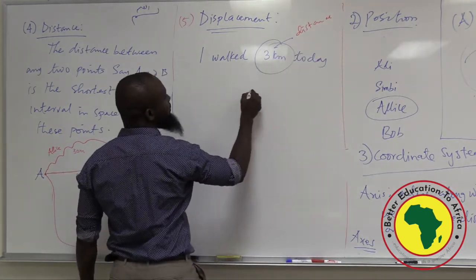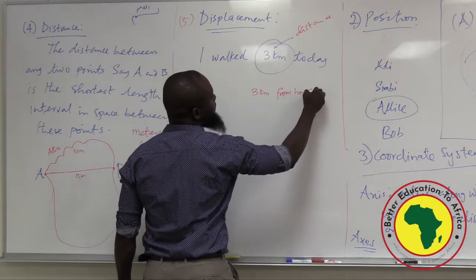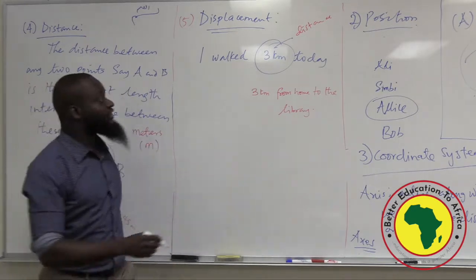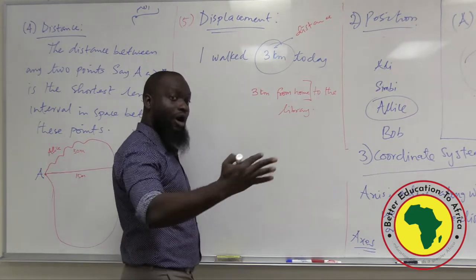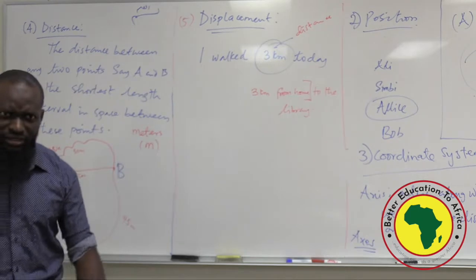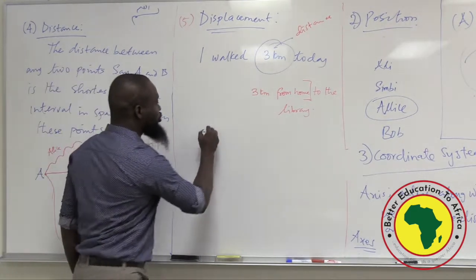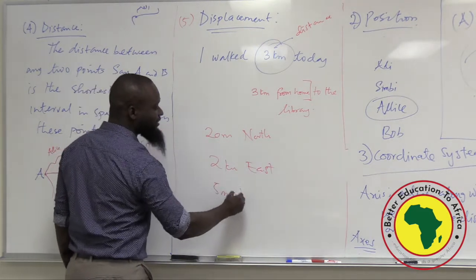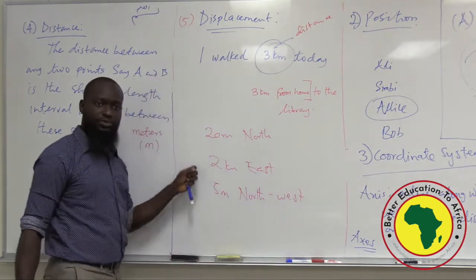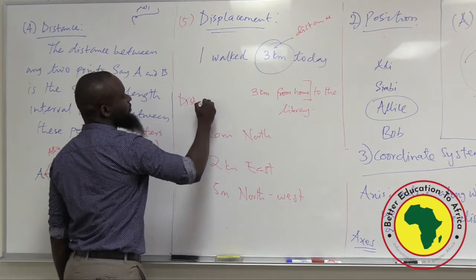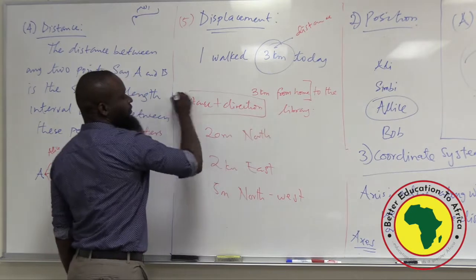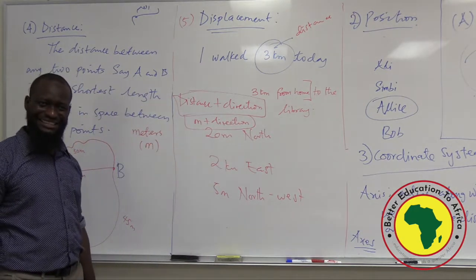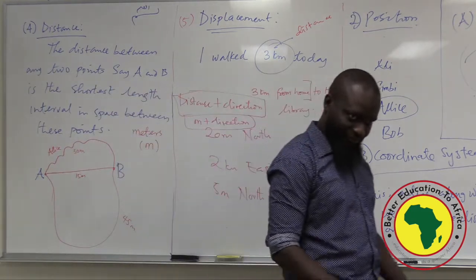But if I say I walked 3 kilometers from home to the library, I've given a direction. But if I stop at from home, without telling you where I walked to, it is incomplete. It is still like distance, because from home you can walk anywhere. We want one direction. So, 20 meters north, 2 kilometers east, 5 meters northwest. These are examples of displacement. So it is distance plus direction, and it is measured in meters plus direction. Is that clear? That is displacement.